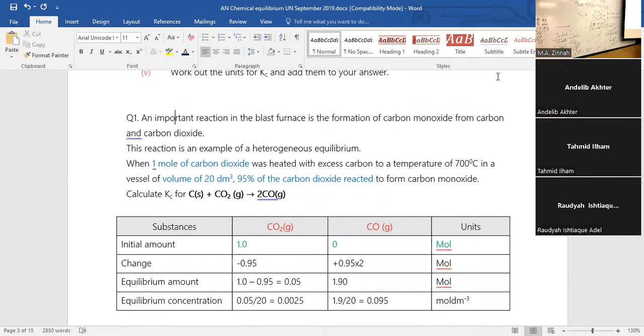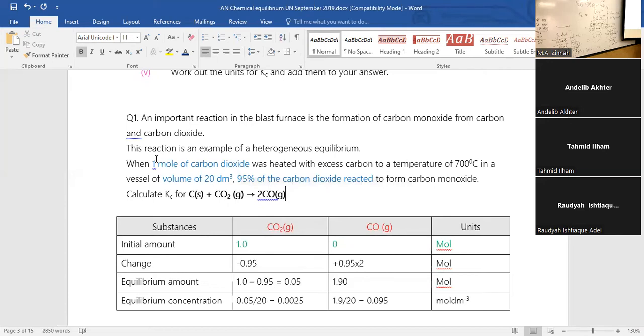An important reaction here is the question. An important reaction in a blast furnace is the formation of carbon monoxide from carbon and carbon dioxide. The reaction is an example of heterogeneous equilibrium because it is solid and gas. Remember, 1 mole of carbon dioxide gas was heated with excess carbon, which means there's no shortage of carbon. Temperature is 700 degrees centigrade and the total volume given is 20 dm cube. It says 95% of carbon dioxide reacted.